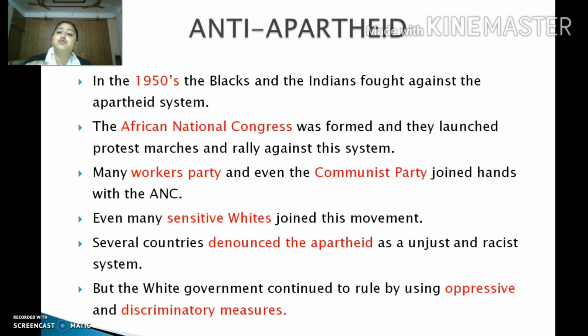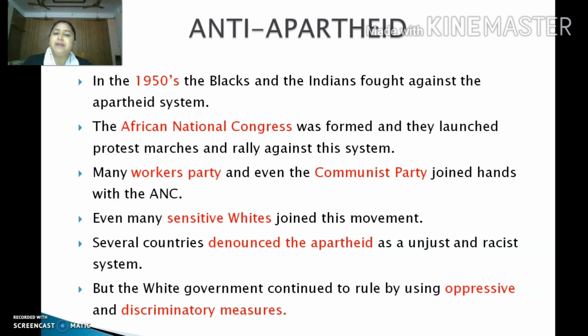All right. So, to join hands with the ANC or the African National Congress, many workers' parties or the Labour Party came together, and even the Communist Party joined hands with the ANC. There were even some white people who joined this movement along with Nelson Mandela. Those whites who joined this movement with Mandela joined it because they were sensitive enough. They understood that it was not fair to take the natural rights of the native South African people, because of which they took part in this anti-apartheid movement and started to fight against their own people.